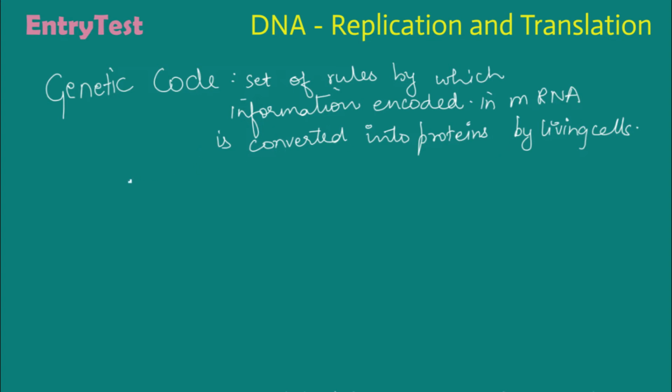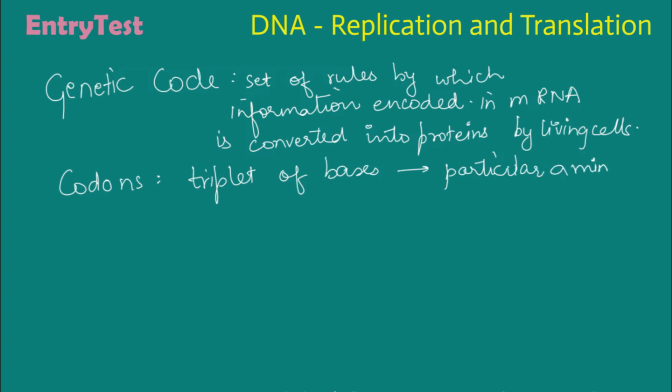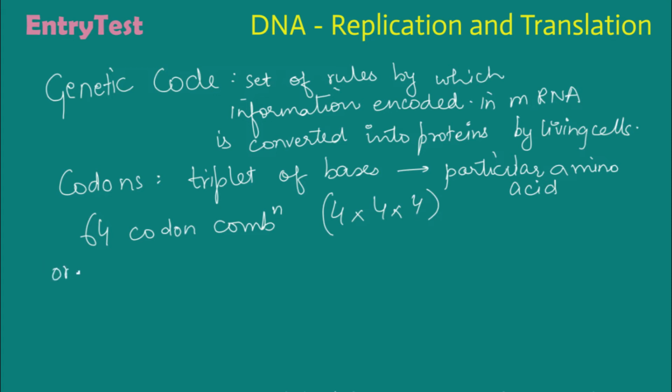Now codons are triplets of bases that encode a particular amino acid. There are 4 bases, so there are 64 codon combinations. How do we get this? 4 times 4 times 4. The order of the codons determines the sequence of amino acids for a particular protein.